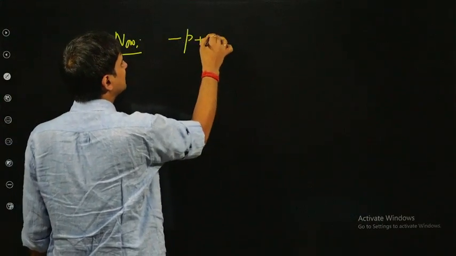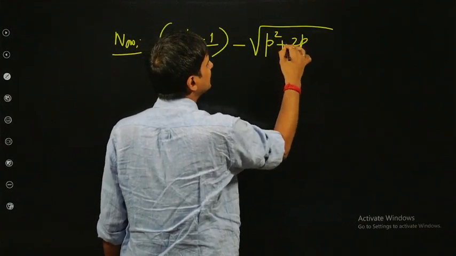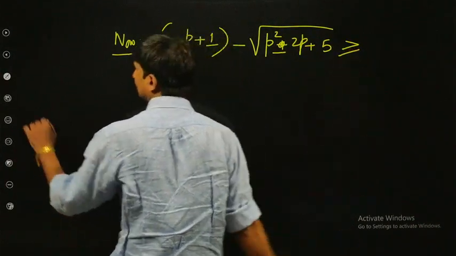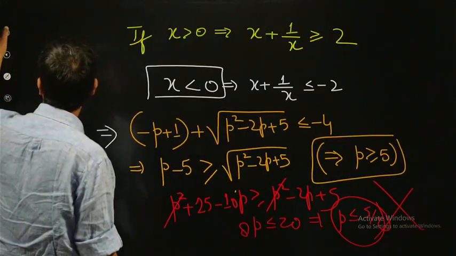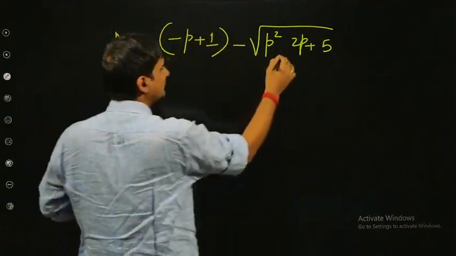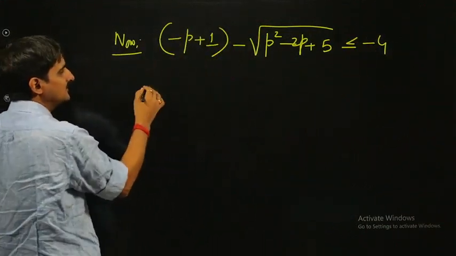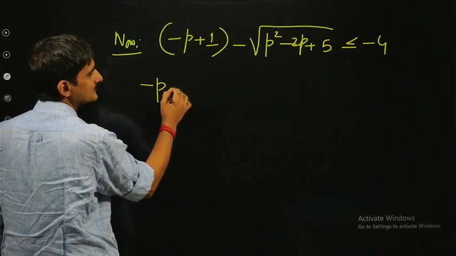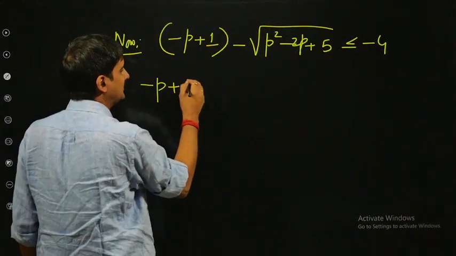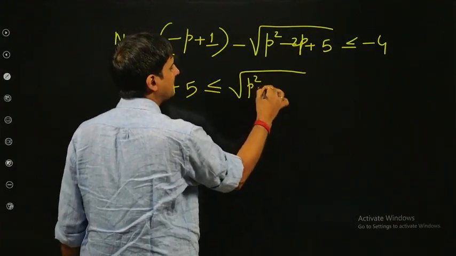So minus p plus 1 minus under root of p square minus 2p plus 5 is less than or equal to -4, right? There are two things here which I need to correct. So it's minus, and less than or equal to -4. Now again, taking it that side, bringing it this side, so minus p plus 5 is less than or equal to under root of p square minus 2p plus 5.